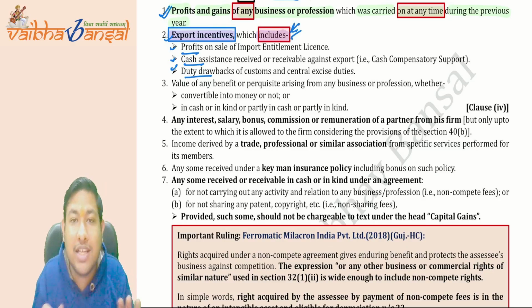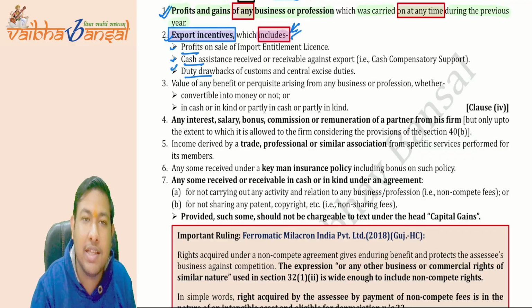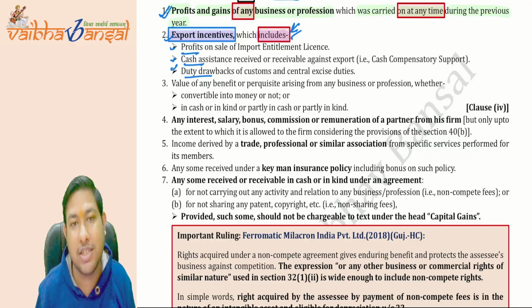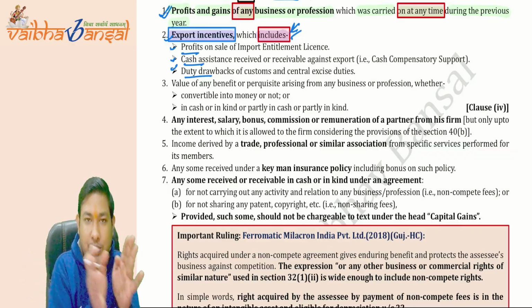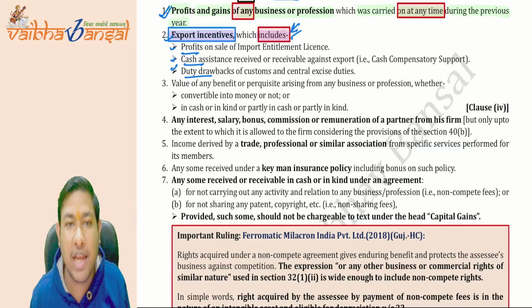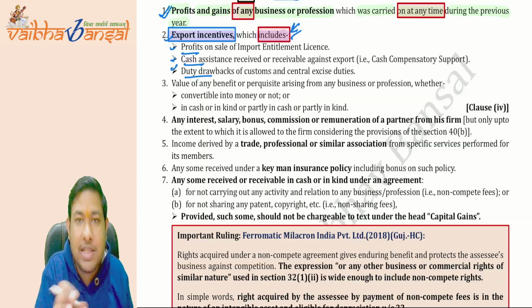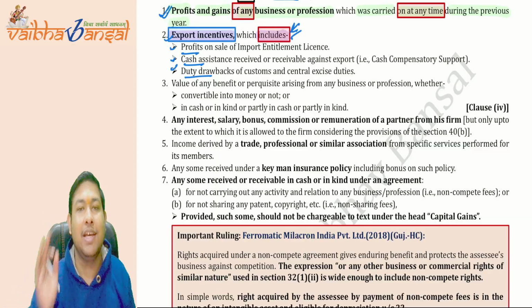So whatever list we are giving is not exhaustive. We can also include any other thing which is of an export incentive nature. So the word "includes" means it is not an exhaustive list. It can also include any other thing.